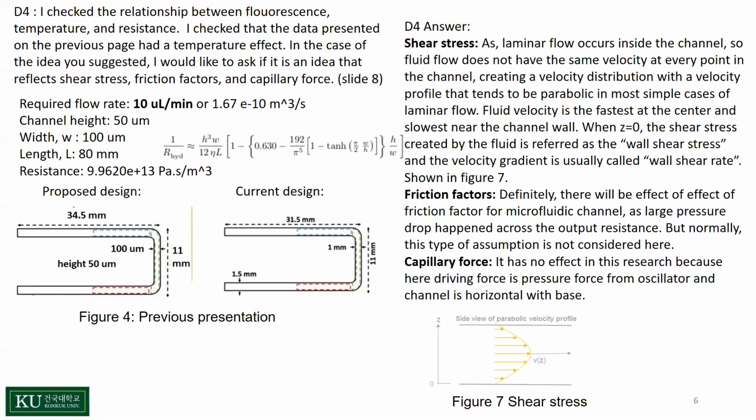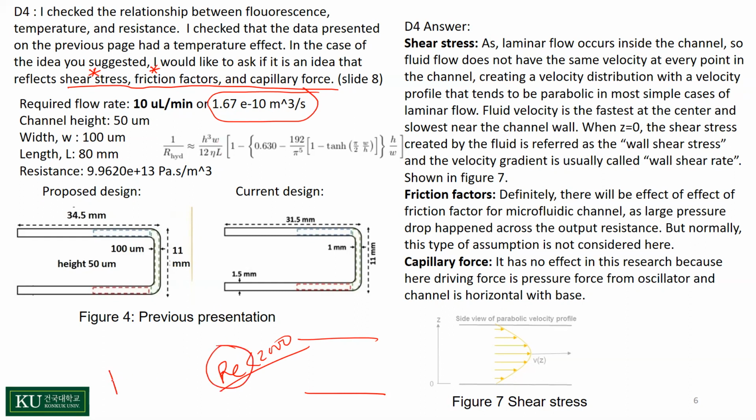The next question is, what would be the effect of shear force, shear resistance, shear stress, friction factor, and capillary force? As this is a fluidic device, I think it has the effect of shear stress and friction factor. We know that laminar flow happens if the Reynolds number is less than 2000. The flow rate of the fluid is very small, so the Reynolds number must be very small. The Reynolds number equals rho v d by mu. The velocity of the fluid is small, so the Reynolds number must be far less than 2000. So it is a laminar flow.